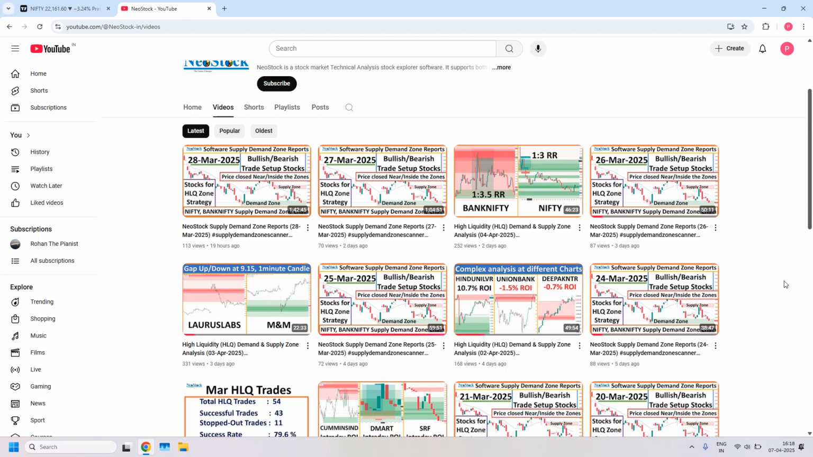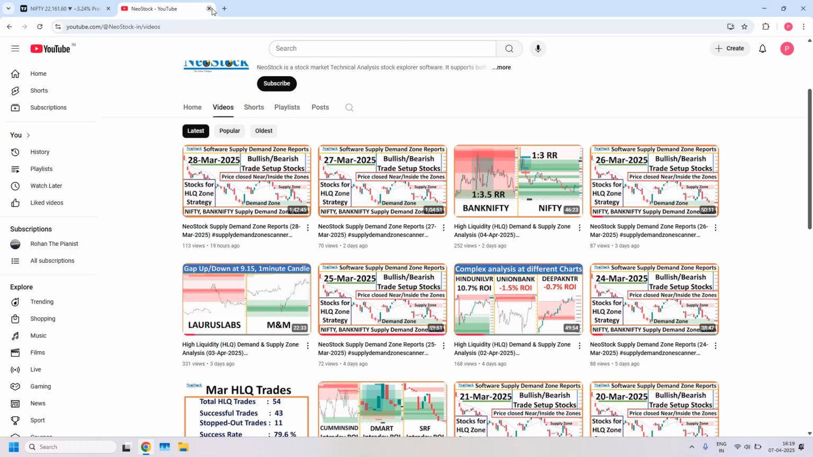But with high liquidity zones, I should not say it is a good day or bad day, but definitely in one way it is good in terms of escaping the trades, because all the HLQ zones listed by our software are gone in the morning 9:15 candle itself. To be honest, in the pre-market open itself, many of them are gone.